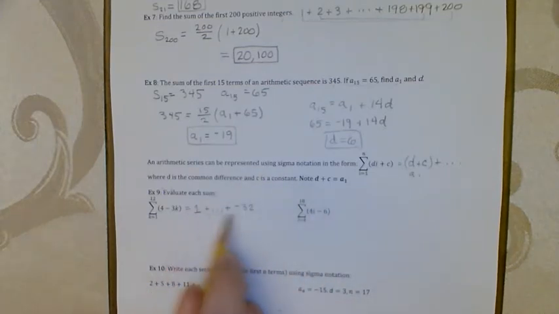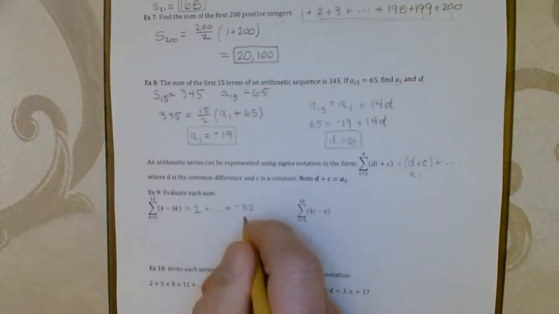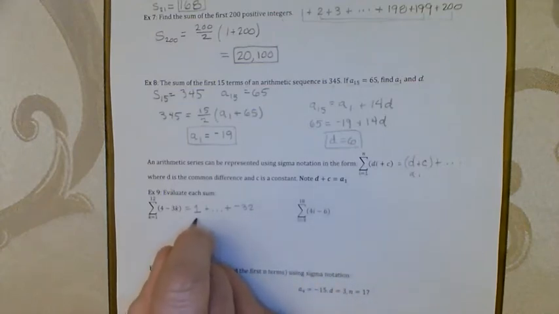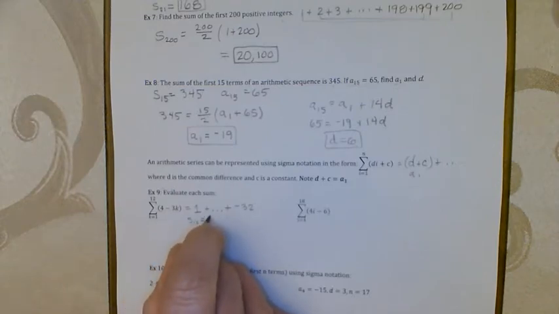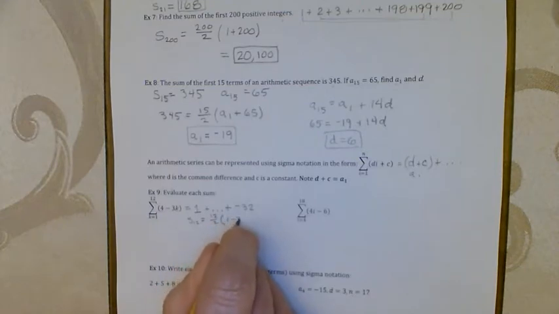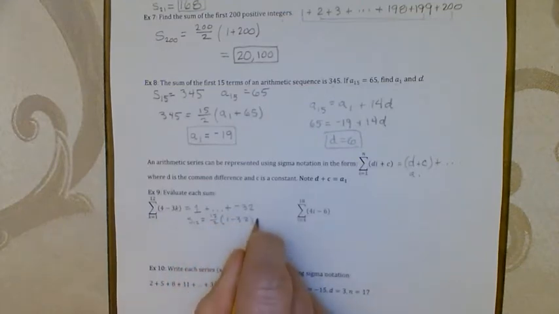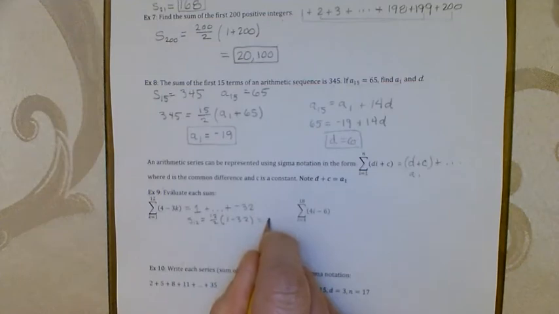So we could use this approach using our formula, and that would give us s sub 12 would simply be 12 over 2 times 1 minus 32, and so that gives us a grand total of negative 186.